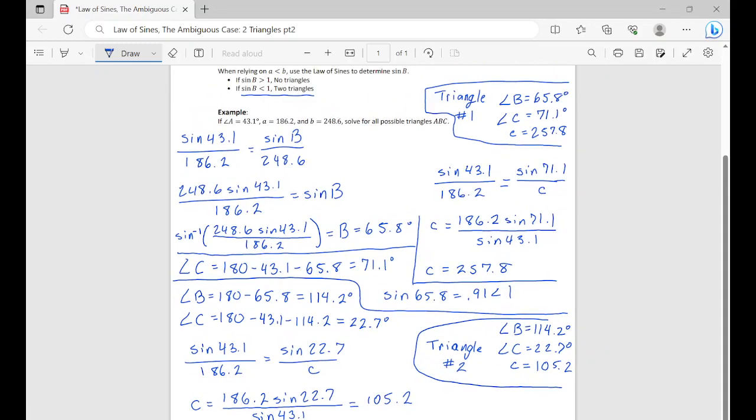And here are my two triangles and the work to find both of them.